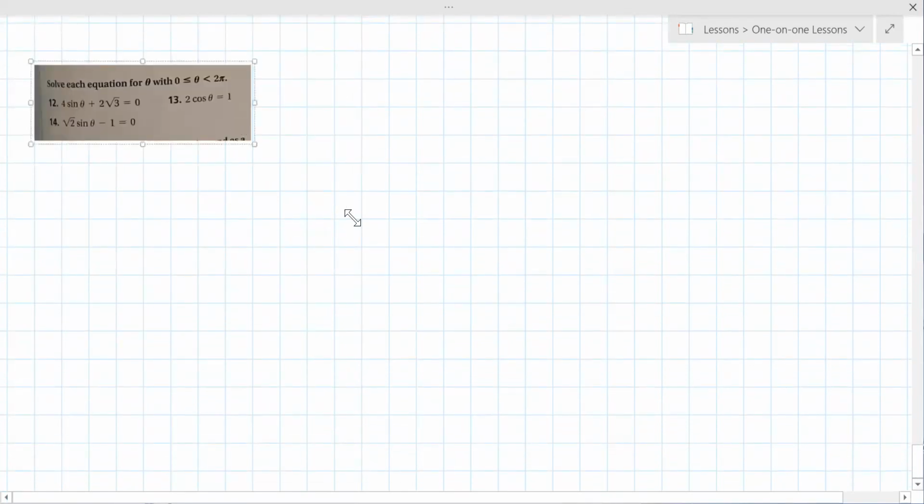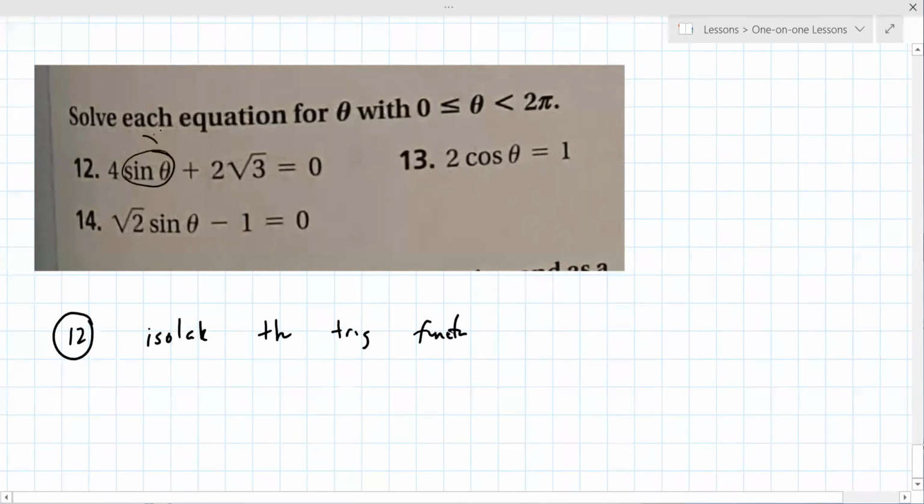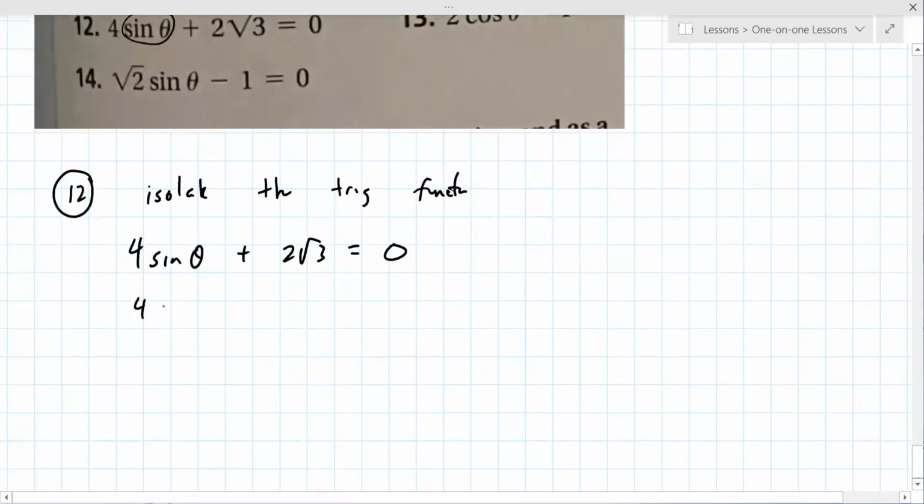All right, so it's solve each equation. Solve each equation. So we'll start with number 12. And for all of this grouping, you want to isolate the trig function. Meaning you treat sine theta as the x and you want to solve for x. So you're going to move the 2 square root 3 to the right. You're going to subtract it. So you get 4 sine theta equals minus 2 square root 3. And then you're going to divide by 4, divide by 4. So you have the sine of theta equals minus square root 3 over 2.